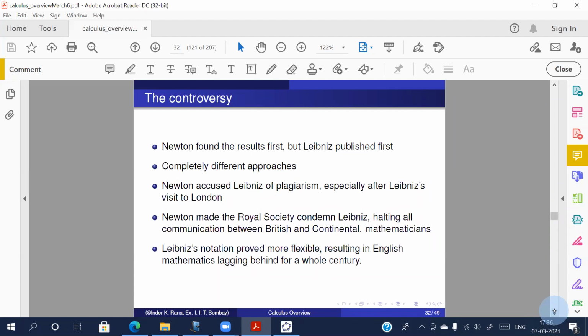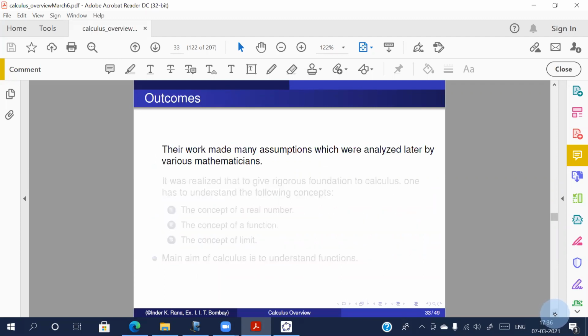People feel that, as a result, British mathematics was left behind for many years. Anyway, it's interesting, but the outcome of the works of Leibniz and Newton raised many doubts and many questions, and whenever you raise a doubt, trying to answer the question proposes new ideas, brings out new ideas which are very good.